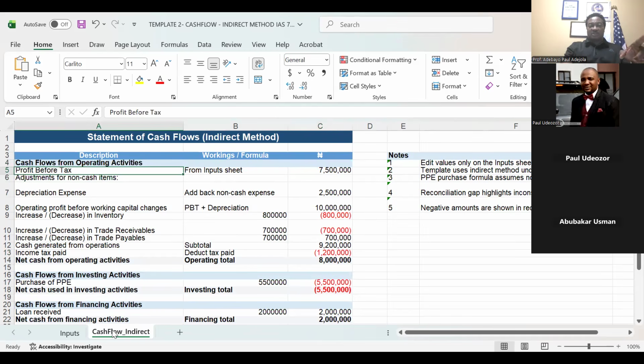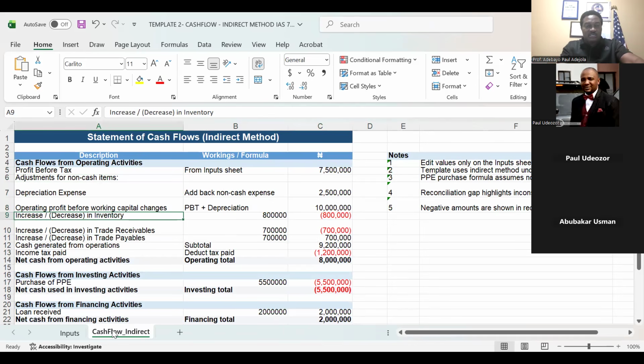See what I just explained the other time. Profit before tax, add back items not involving the movement of cash, depreciation expenses. See it there, operating profits, profit before tax and depreciation. Then you now adjust for working capital. What are working capital? Current assets, current liabilities.